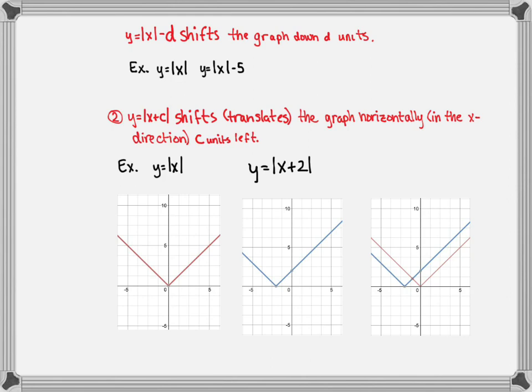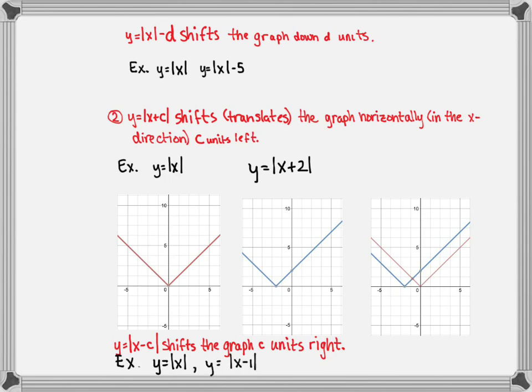Looking at them on the same coordinate plane, we see our parent function in red, we see our translated graph in blue, and the blue graph is indeed translated 2 units left. Y equals the absolute value of x minus c shifts the graph c units right if c is a positive number. So for example, y equals the absolute value of x would be our parent function, and y equals the absolute value of x minus 1 would shift the graph 1 unit right.